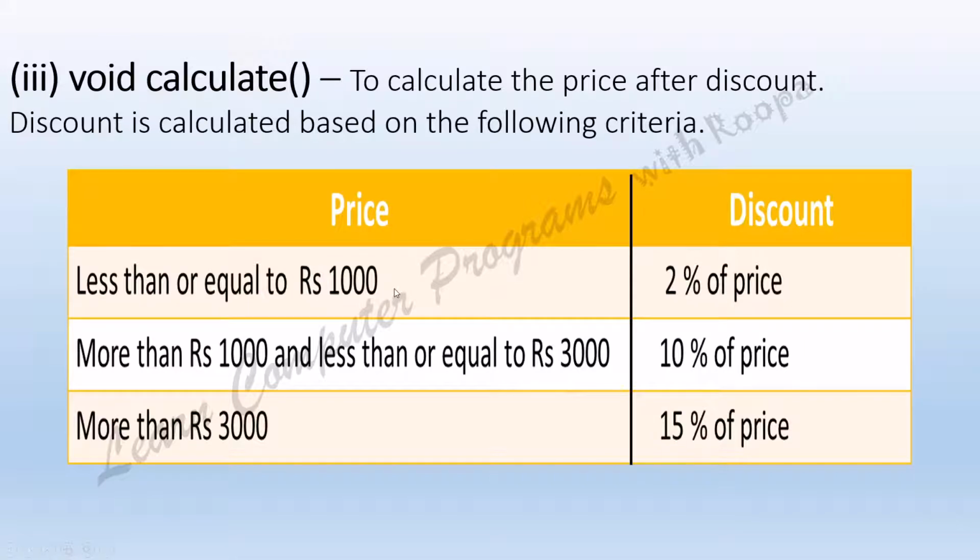Okay, not on 1000 rupees, 2% of the price of that book. And more than 1000 and less than or equal to 3000, it is 10% of price, and more than 3000 it is 15% of price. Okay, the logic here is very simple.